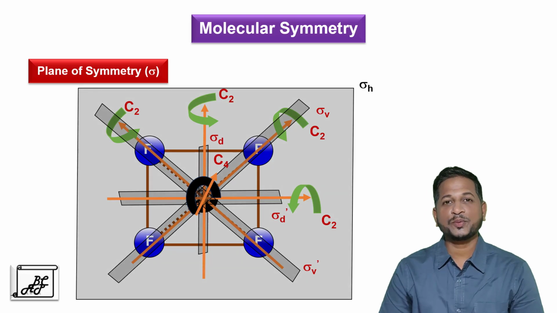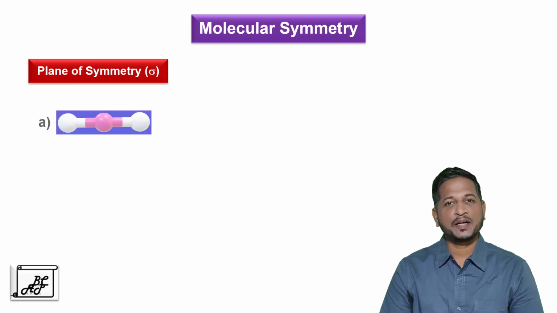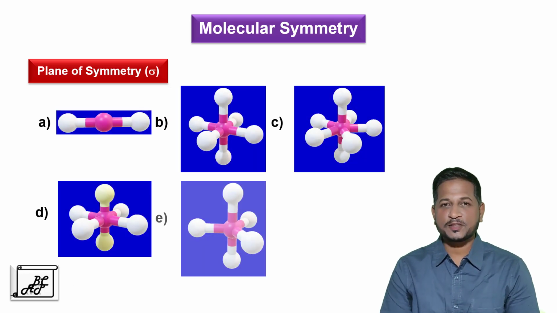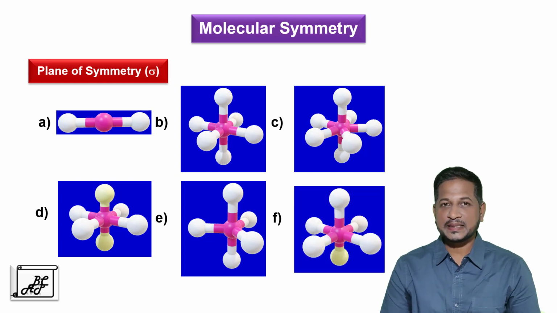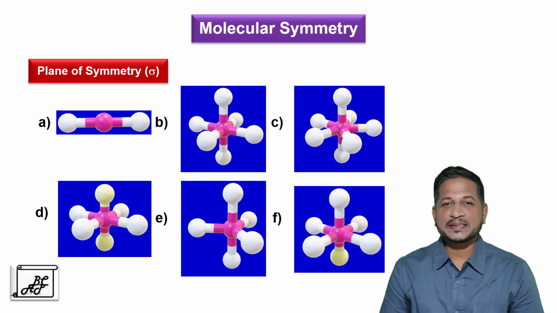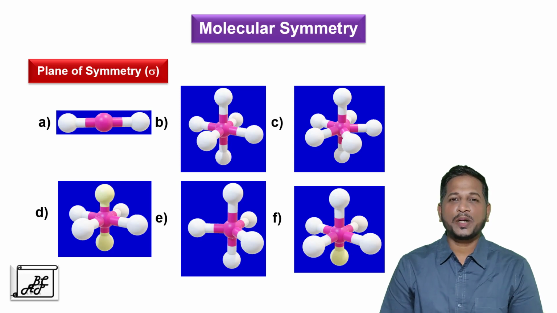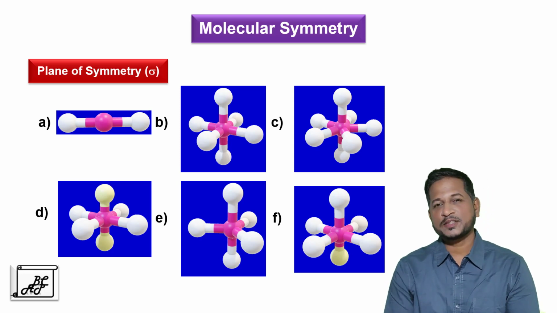Now on the screen you can see 6 molecules, and you have to tell me which types of planes of symmetry are present in these molecules. Mention your answers in the comment box. I hope you understood the various types of planes of symmetry.